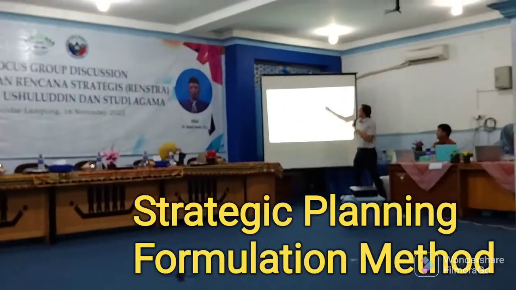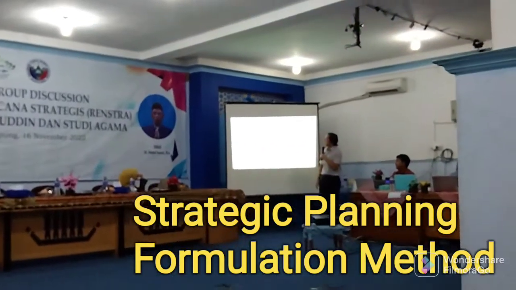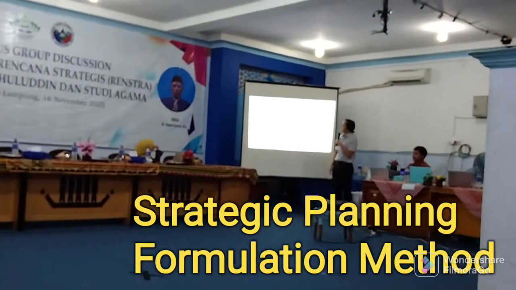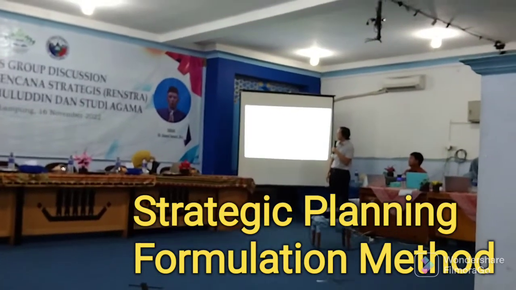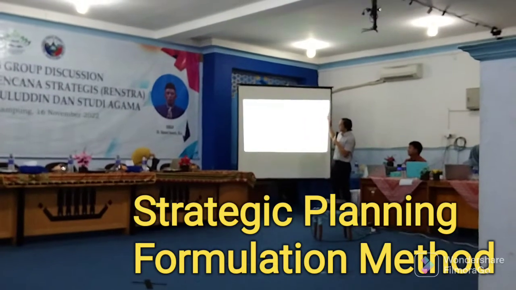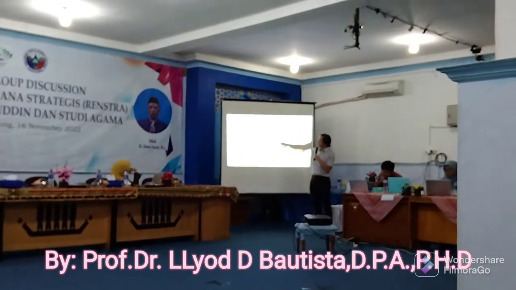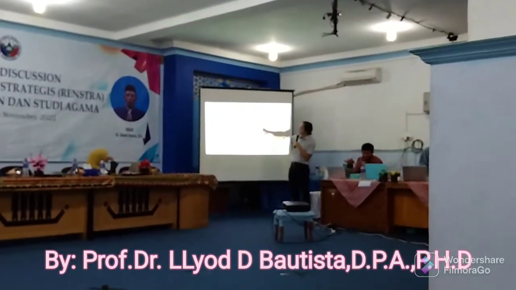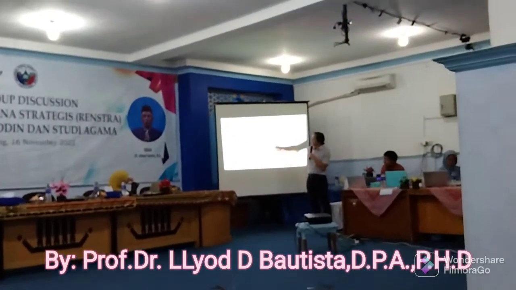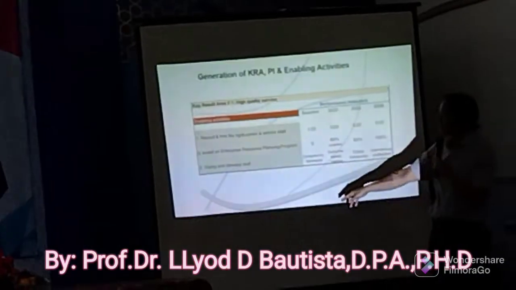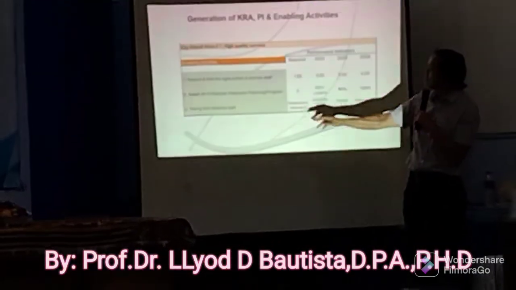You have key result areas. Like in this case, the key result area is high quality service. This is actually a business. So there are enabling activities like recruit and hire the right administrative and service staff, install an enterprise resource planning program, train and develop staff.